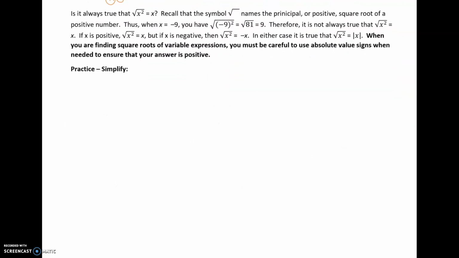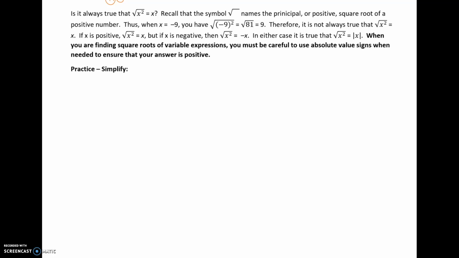Let's look at this next part. It says, is it always true that the square root of x squared equals x? Recall that the symbol, the radical, names the principal or positive square root of a positive number. Thus, when x equals -9, you have the square root of (-9) squared equals the square root of 81, which equals 9. Therefore, it's not always true that the square root of x squared equals x.